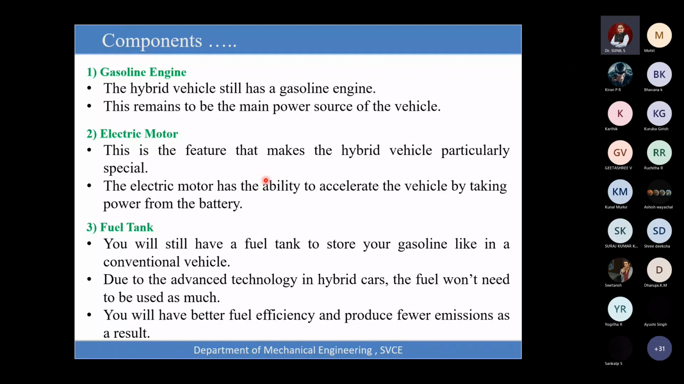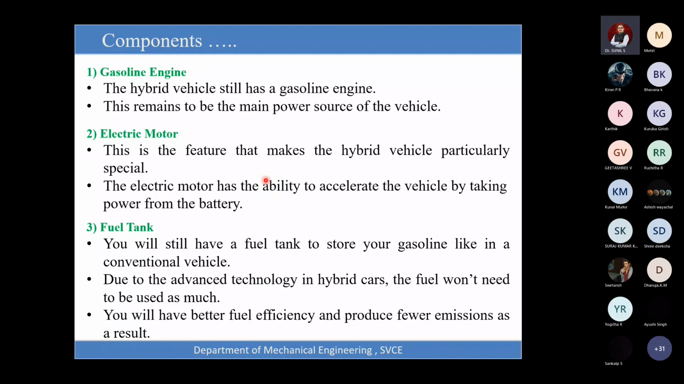The second important component is the electric motor. This is the feature that makes the vehicle really hybrid. The electric motor has the ability to accelerate the vehicle by taking the power from the battery, whereas the gasoline engine will take the power from the fuel and it will also drive the drive train.